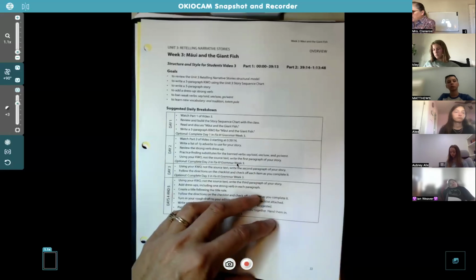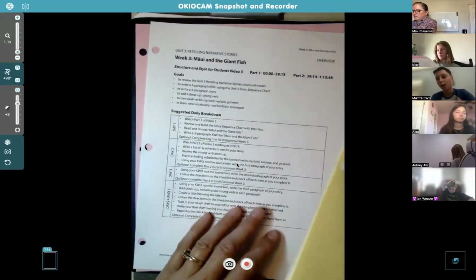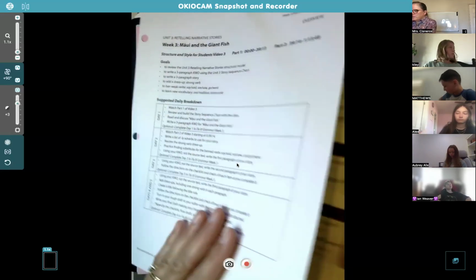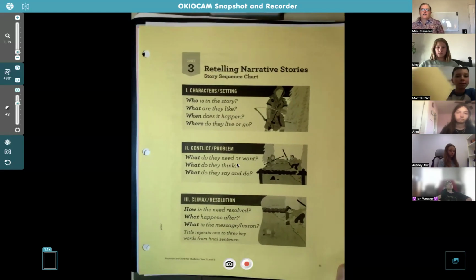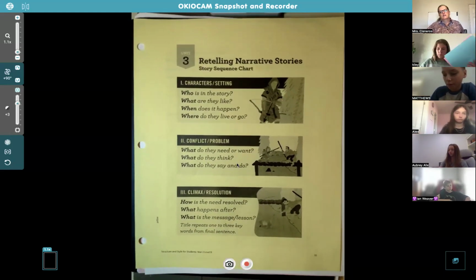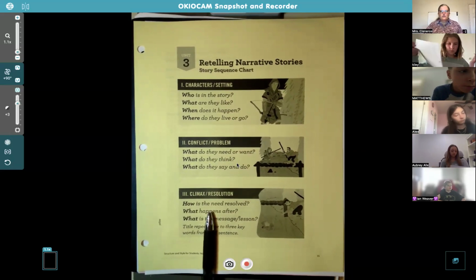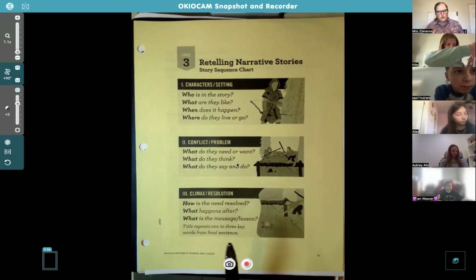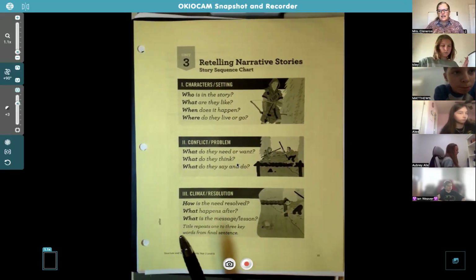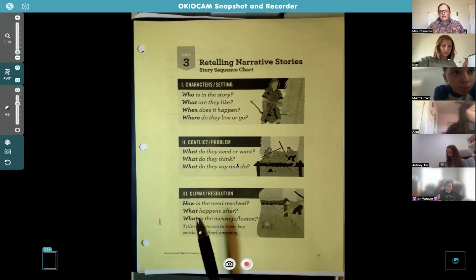let's look at the yellow page first. We kind of talked about this last week. You guys remember this one? Do you have page 35? It's yellow like this. Good, good. We went over this briefly last week. I just want to remind you, we're moving into the story sequence chart. We did that last year. And it's the same thing.